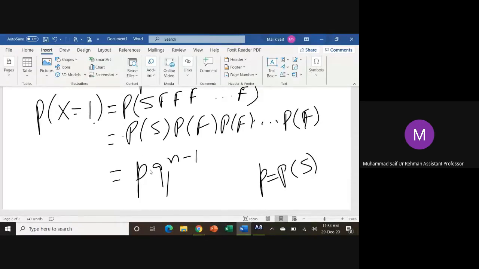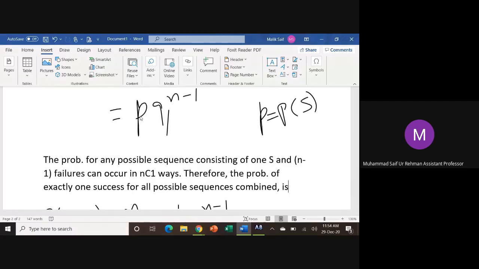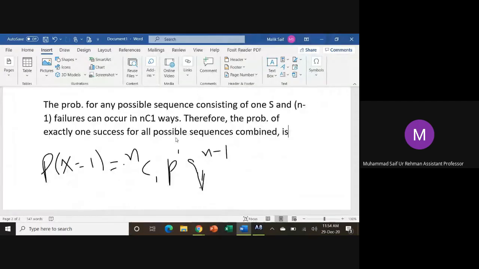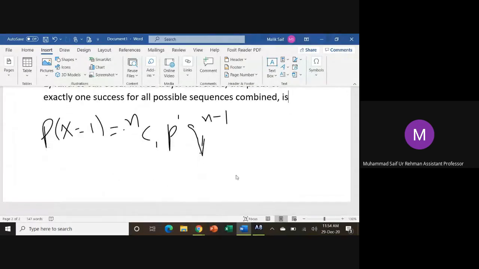NC1 are the ways in which this situation may occur. So therefore, we are going to multiply this with NC1. So NC1 is equal to this. So now, initially we checked it for 0 success, and then we checked it for 1 success.